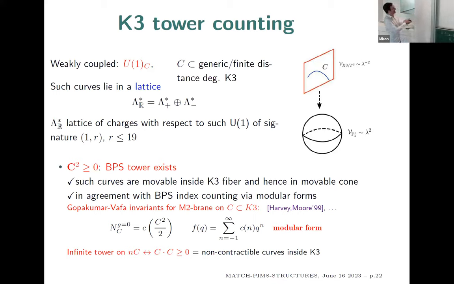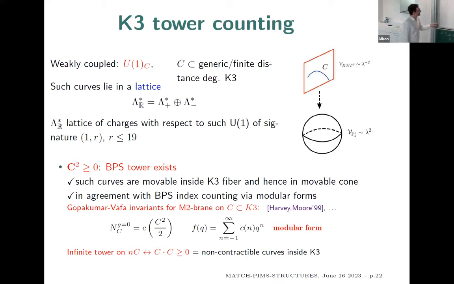And the statement is this depends on the self-intersection of the curve that I look at. If the self-intersection is non-negative, then a BPS tower exists, meaning the GV invariant for any multiple of that curve is non-zero. First of all, as a check, such curves are indeed movable. If the self-intersection is non-negative, they can move inside the K3. And since the K3 moves over the P1, they move therefore in the entire Calabi-Yau 3-fold. So they satisfy this conjecture of Murad and friends. They are in the movable cone, hence you would expect them to admit a tower of BPS particles.